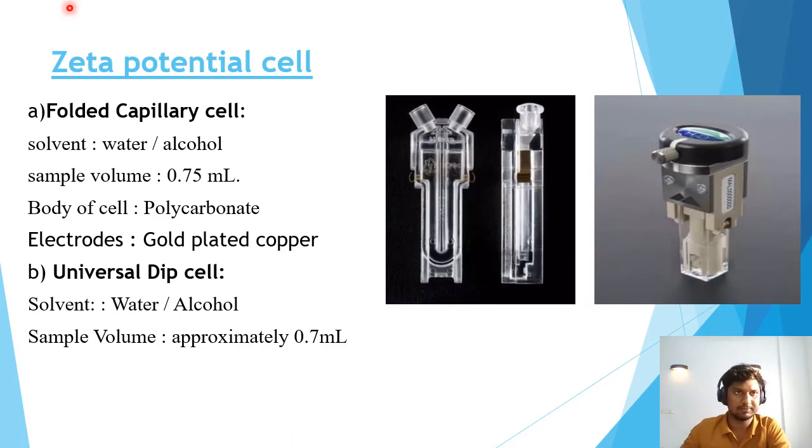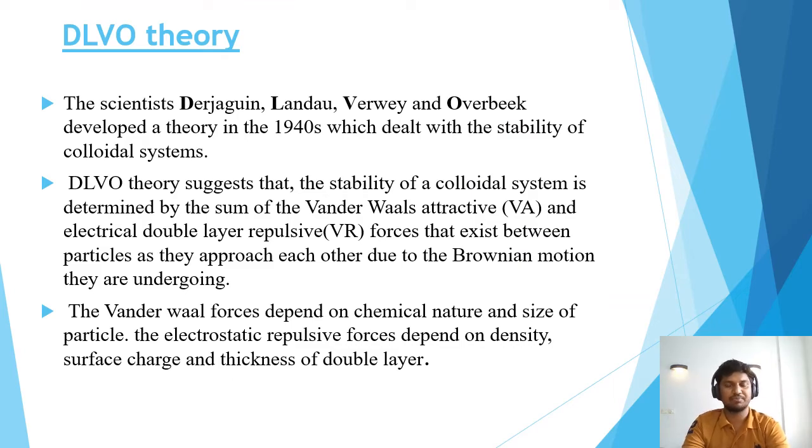And coming to the next, DLVO theory, which was given by four scientists, namely Derjaguin, Landau, Verwey, and Overbeek. These four scientists developed this theory in the 1940s, and it deals with the stability of colloidal systems. The DLVO theory suggests that the stability of a colloidal system is determined by the sum of van der Waals attractive forces and electrical double layer repulsive forces that exist between the particles as they approach each other due to the Brownian motion they are undergoing. The van der Waals forces depend on the chemical nature and size of the particle. The electrostatic repulsive forces depend on density, size, surface charge, and thickness of the double layer.